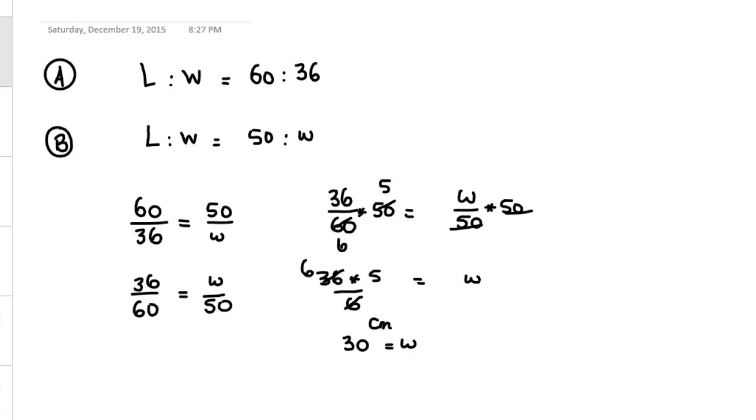And this is how I can find the width of suitcase B by using the proportion. And this is how we can use a proportion to find any unknown dimension.